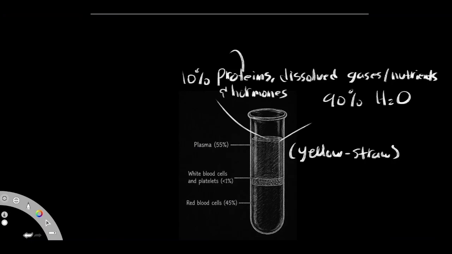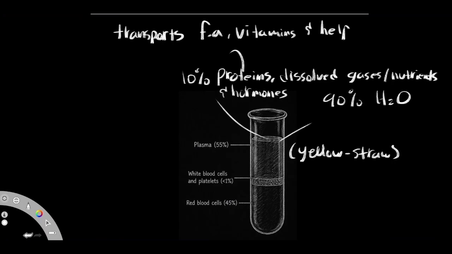Now these proteins are really important within the plasma because a lot of them actually help transport fatty acids. So it transports FA, all right, fatty acids, as well as vitamins, and helps fight infection. It also does some supporting of clots too, but that's more to do with platelets, so I'm just going to leave that out right now, but it does a little bit of that.